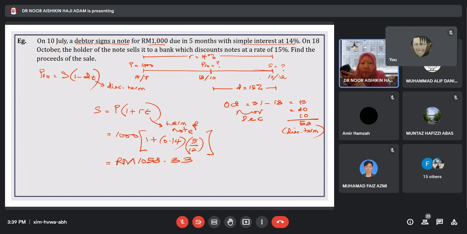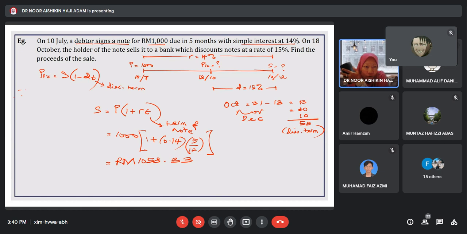10th of December. Okay. Faham? Dia pinjamkan RM1,000, dia patut dapat RM58.33 extra. Sepatutnya. On 10th of December. Tak banyak lah interest dia collect, sikit je. Tapi tempoh pun tak lama, 5 months.